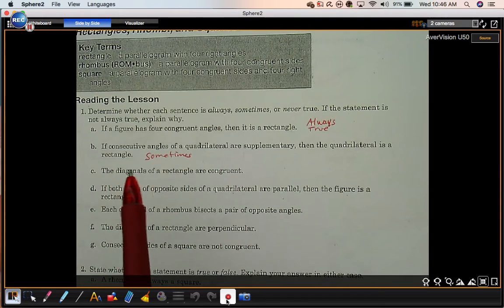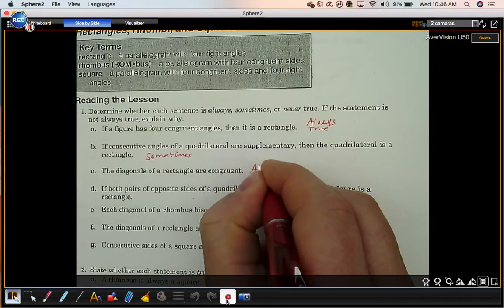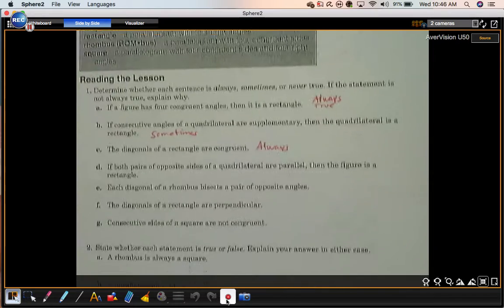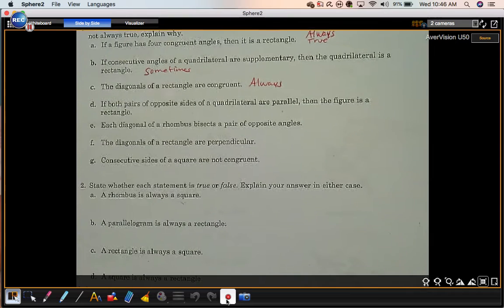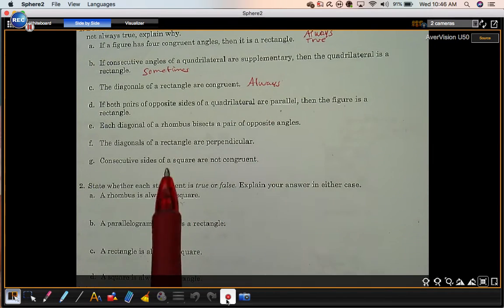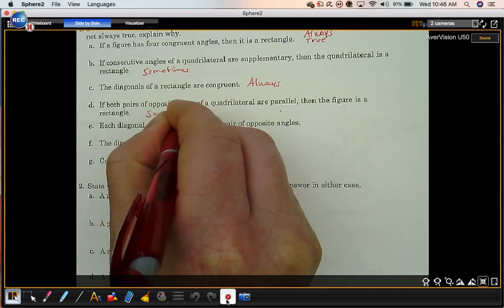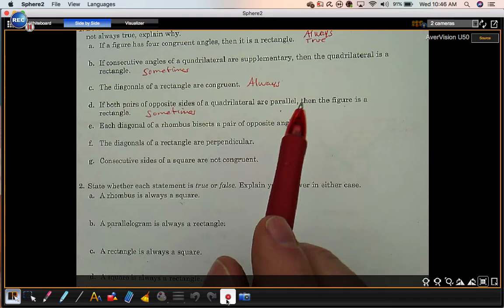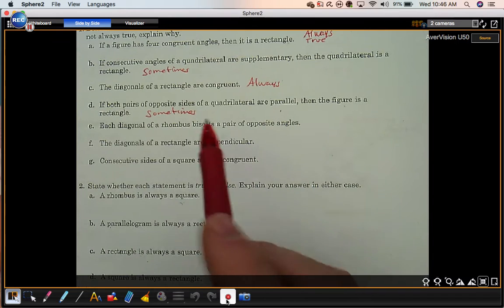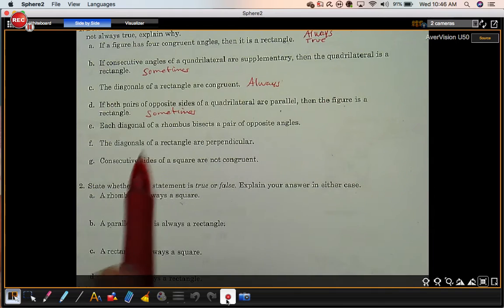Part C. The diagonals of a rectangle are congruent. That is always true. Part D. If both pairs of opposite sides of a quadrilateral are parallel, then the figure is a rectangle. Not necessarily. The best we can do there is say that it's a parallelogram. Now, if you knew something else, maybe you could say it's a rectangle, but we don't know anything else.